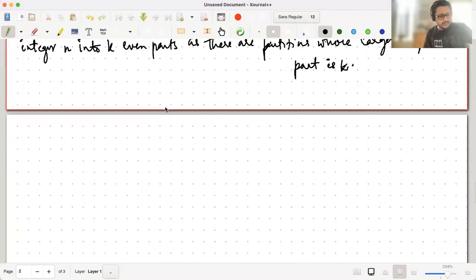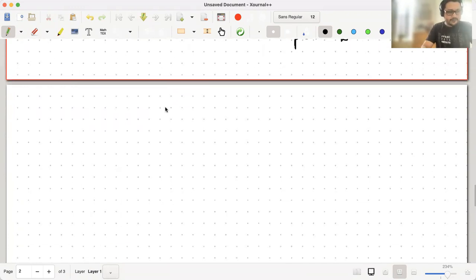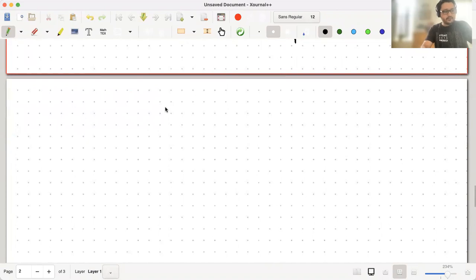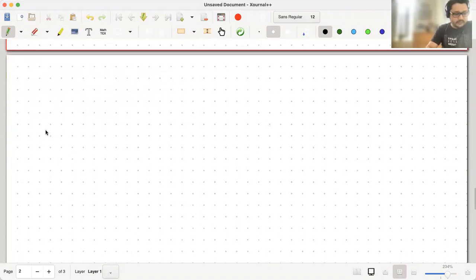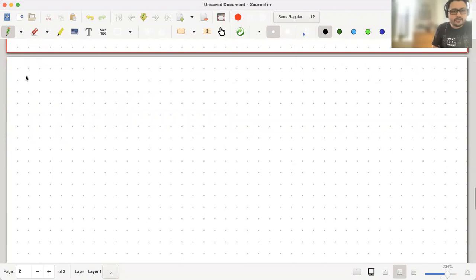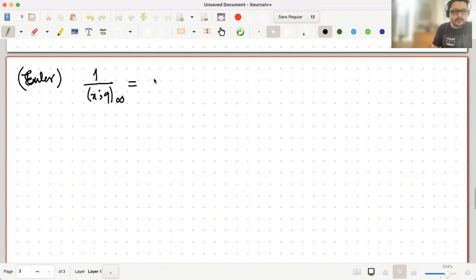So let's now go a little bit further and try to see some proof techniques using power series. Okay, and we are going to prove a few results of Euler. I mean, one, we are going to prove a sort of generalization of Euler's generating function for partitions. Okay, so the result that we are interested in proving is something like this.